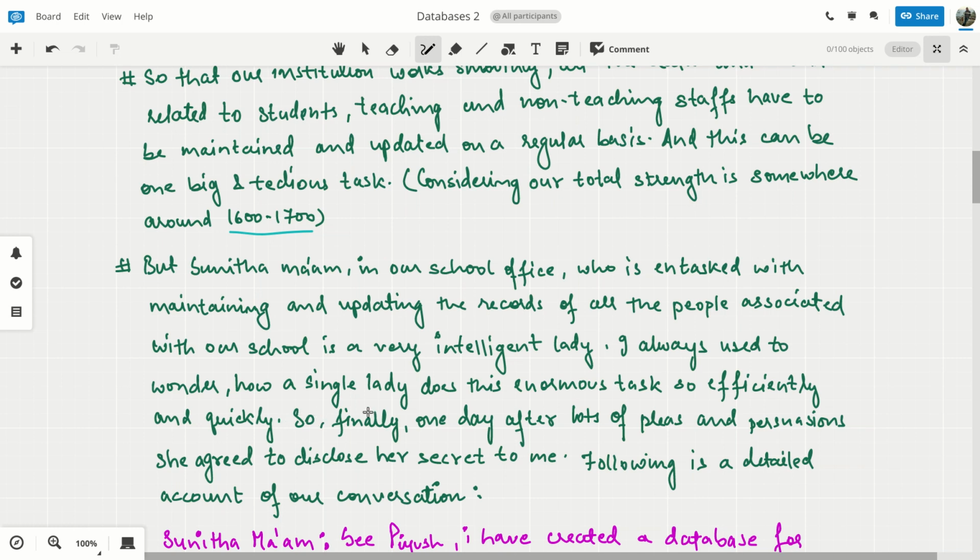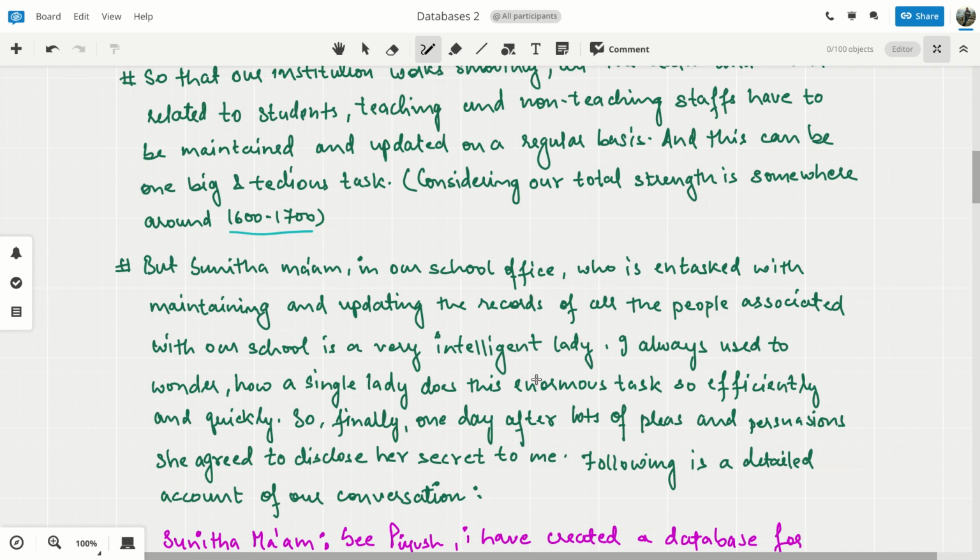So finally, one day, after lots of persuasions and lots of pleas, she agreed to disclose her secret to me. How she is able to manage the data of somewhere around 1600 to 1700 people so efficiently and bring out the details as and when required so quickly. This always used to keep me puzzled and perplexed. How is she doing it?